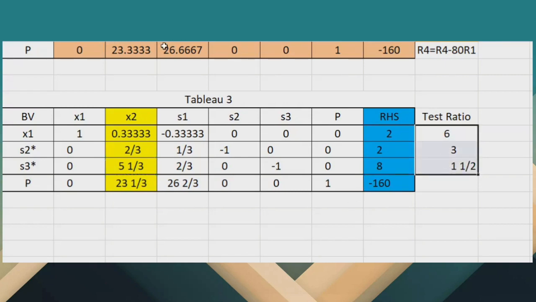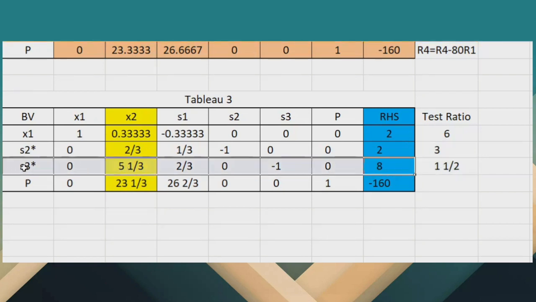So, hanggang dyan lang. Hindi kasama yung profit row. So, sa tatlong to, ano ang pinakamababa? 1.5. Am I right? So, ito yung ating pivot row.